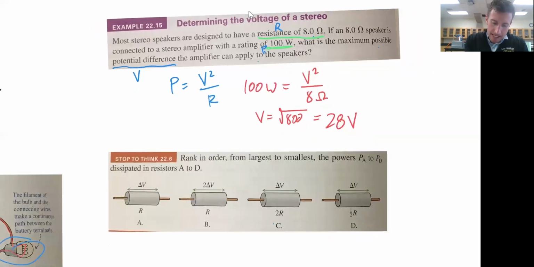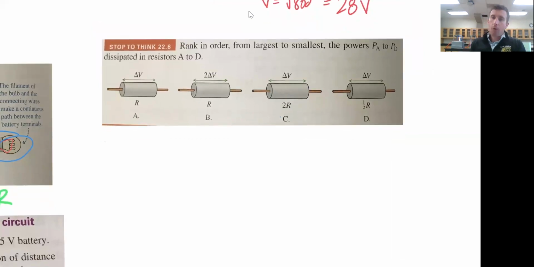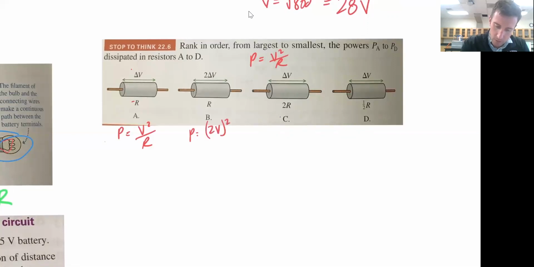All right, last one, a little stop and think about power. Ranking in order for power. Oh, and once again, it's on the V's and the R's. So I know the equation, power equals V squared over R. And I'm ranking them for power. So power equals V squared over R. Great. In this case, power equals 2V squared over R, which is the same as 4V squared over R. 2 squared gives me 4.